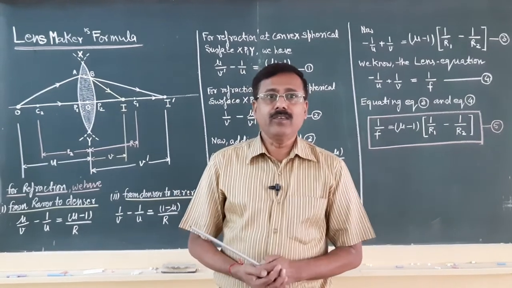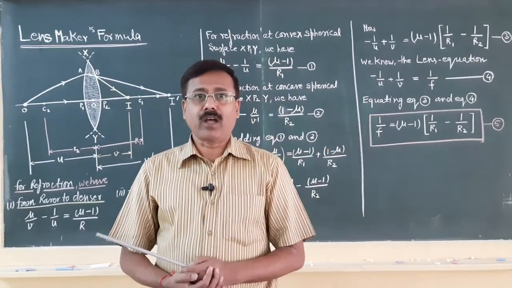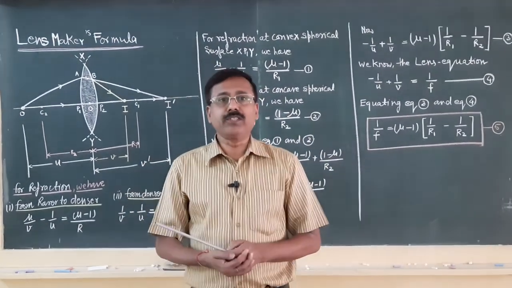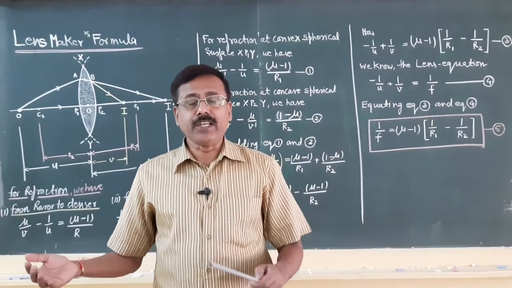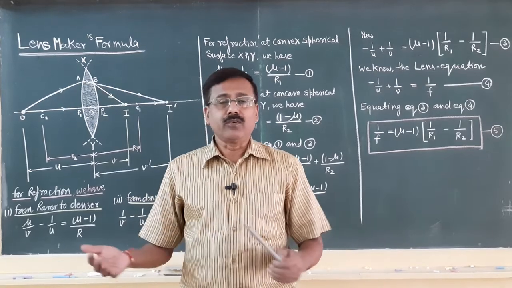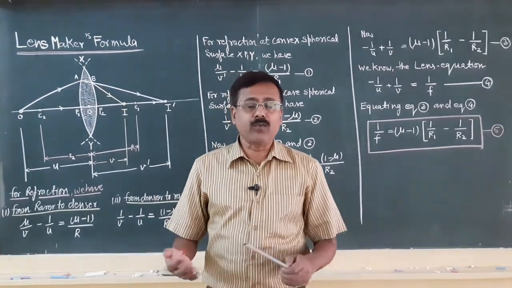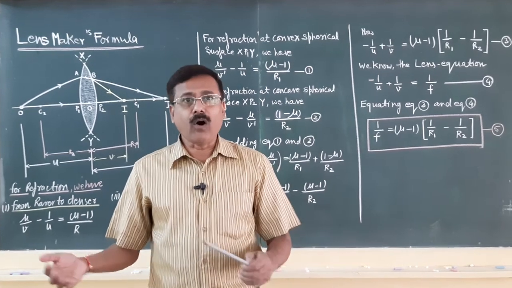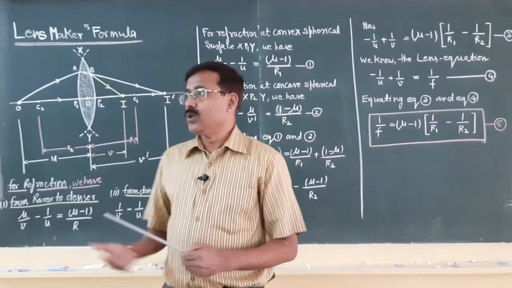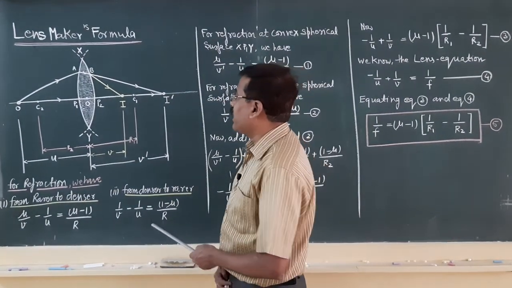We will derive the lens maker formula. The lens maker formula is useful for people making lenses, and they use this formula to design a convex or concave lens of desired focal length or desired power. So, first try to understand the ray diagram.